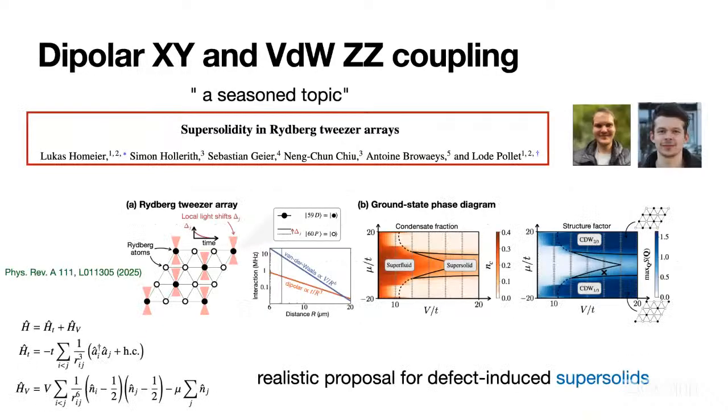Now, after we've done this work, Lucas Homeier, here shown on the left, asked me, suppose we can combine van der Waals interactions and XY dipolar interactions. What can you get? We say, well, then we can make a supersolid.